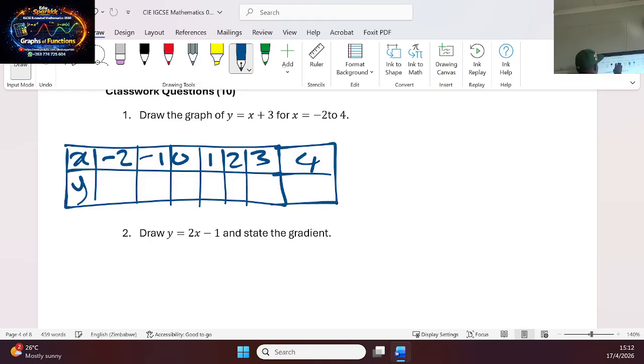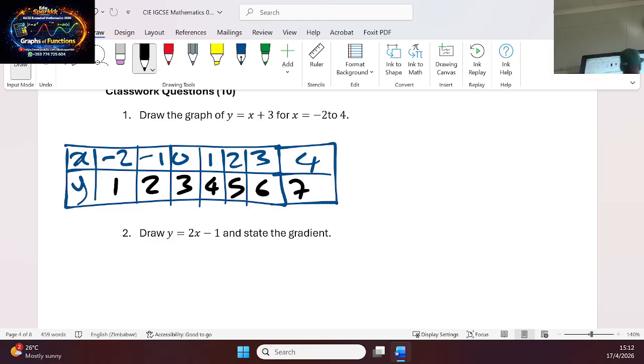So there's my y. Let me change my color to black. If my x is minus 2, it's minus 2 plus 3, it gives us a 1. And if our x is minus 1, minus 1 plus 3, that's 2. And 0 there is 3, 1 there, 4, 5, 6, 7.